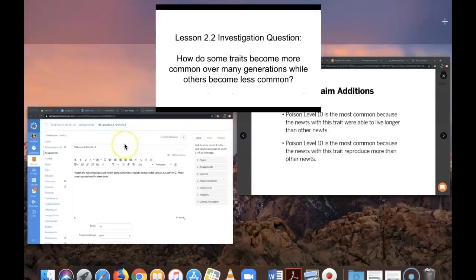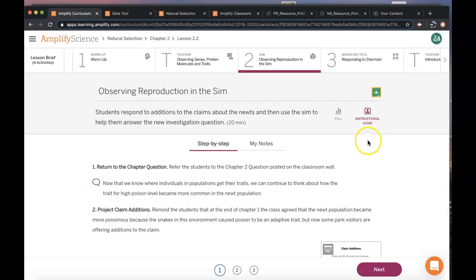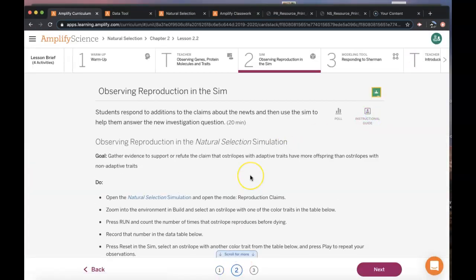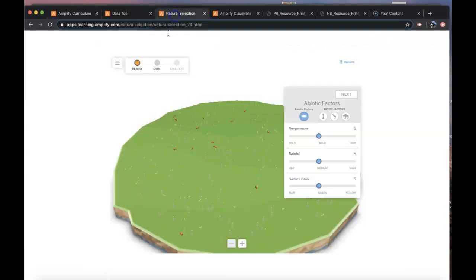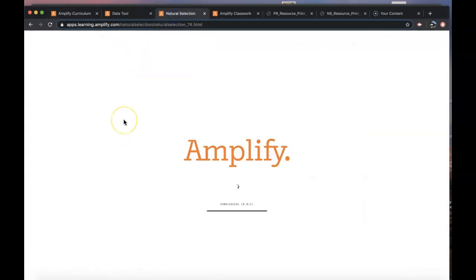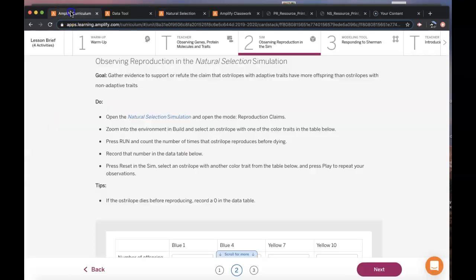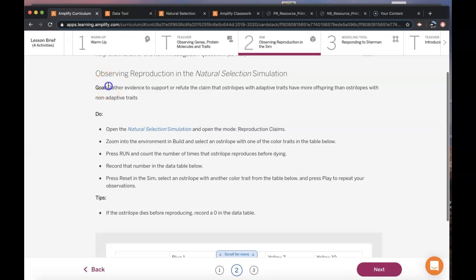All right. So we're going to do a sim activity, or I should say you're going to do a sim activity, and then we're going to talk about it together after. In the sim, you're going to go to reproduction claims. I'll let that load for a little bit. You're going to be gathering evidence about whether australopes with adaptive traits have more offspring than australopes with non-adaptive traits. So the goal, again, is to gather evidence to support or refute that claim.